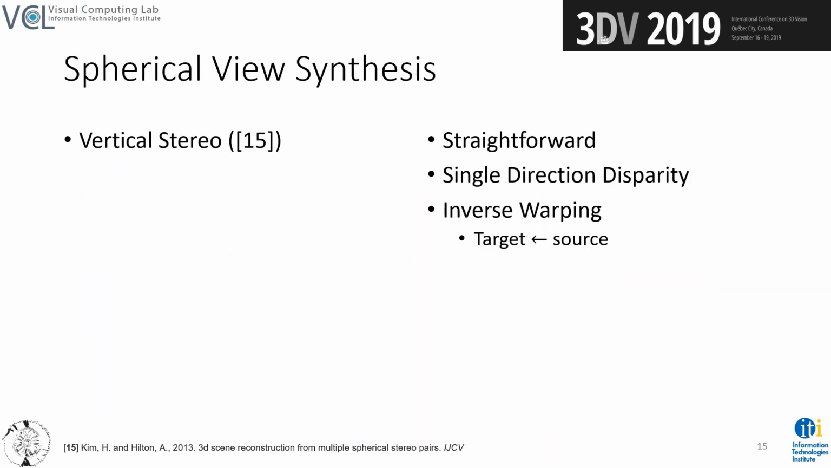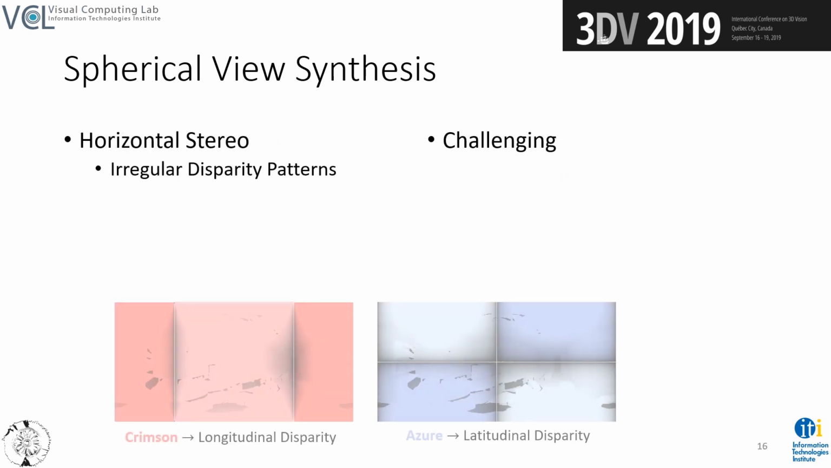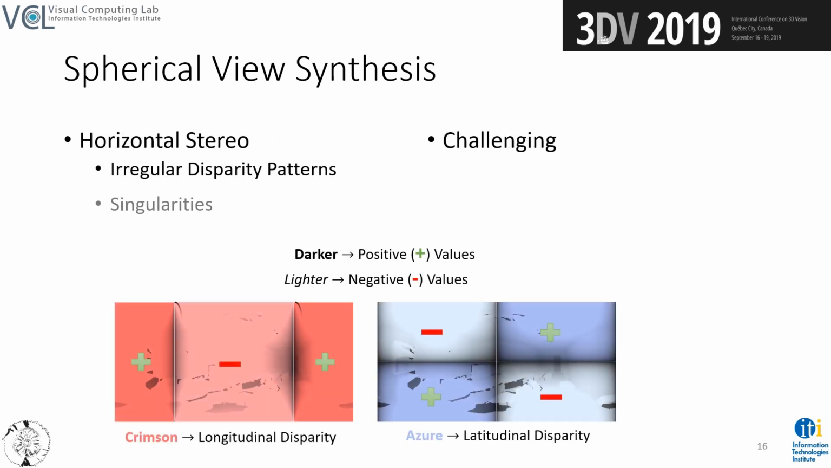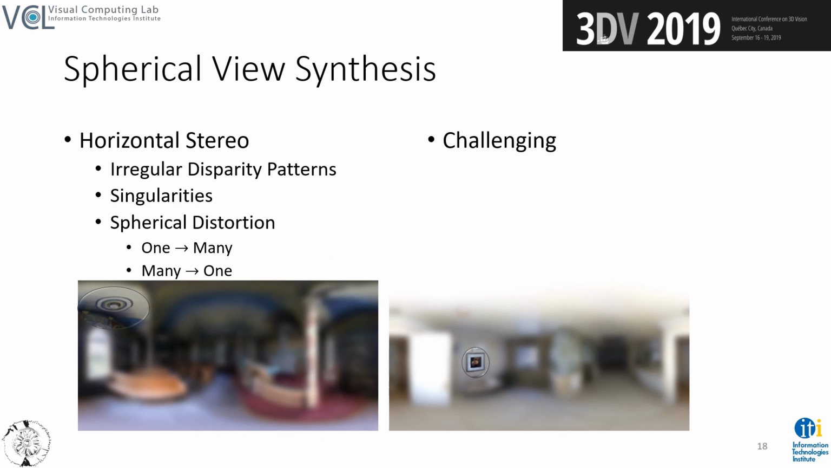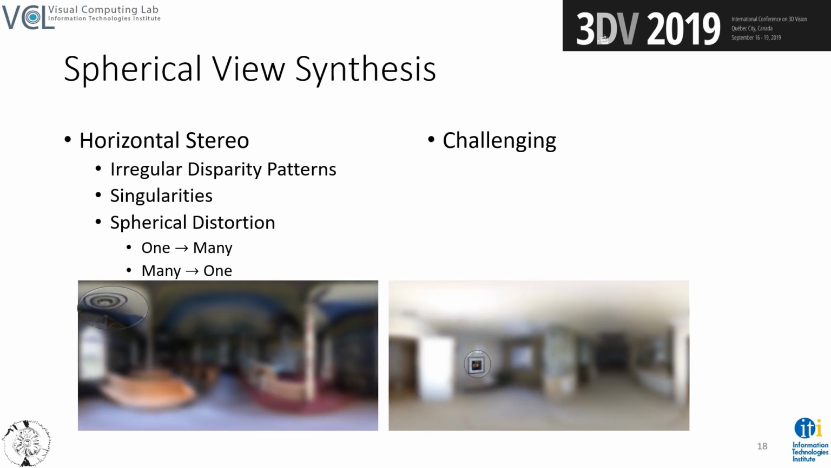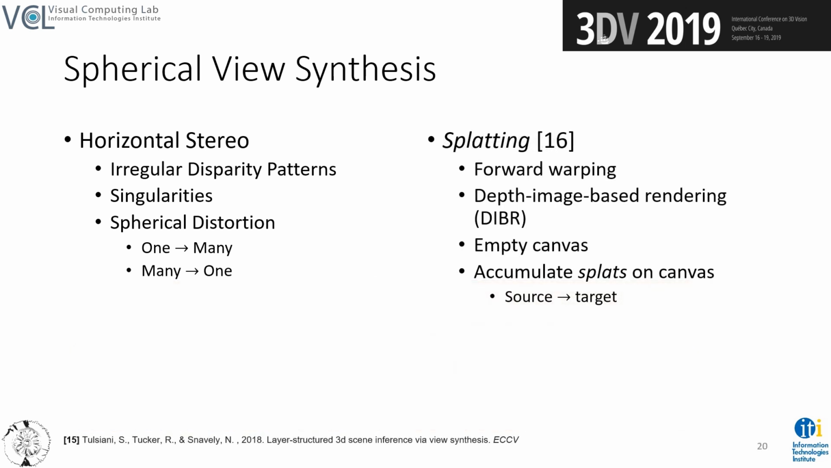For the simpler vertical stereo, view synthesis self-supervision can be achieved using inverse warping. However, horizontal stereo is more challenging due to the irregular disparity patterns and the singularities where disparity approaches zero, making gradients inconsistent. Spherical distortion also produces one-to-many pixel mappings, as well as many-to-one pixel mappings. Consequently, learning cannot be achieved with inverse warping, necessitating the use of splatting.